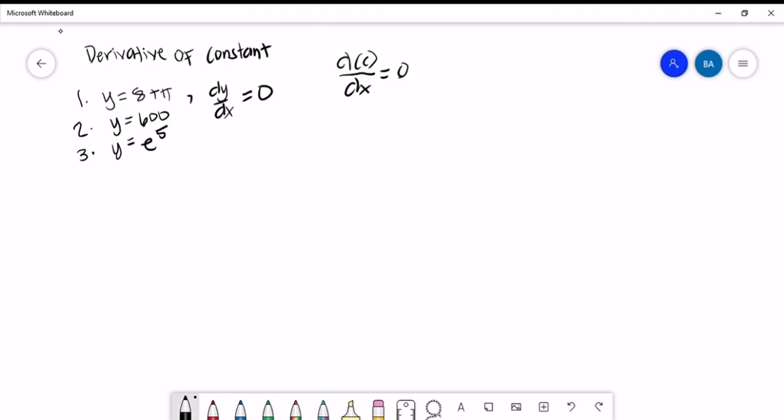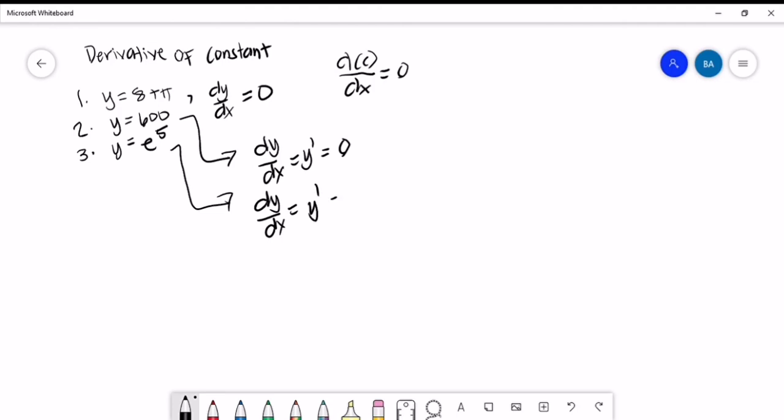The same also with our second function, y is equal to 600. Automatically our derivative with respect to x, or y prime, is 0 because 600 is a constant. And also with regards to the third function, y is equal to e raised to 5, if you're going to find the derivative, dy dx of e raised to 5 with respect to x, or y prime, automatically this is equal to 0 because that is based on the theorem of the derivative of a constant.